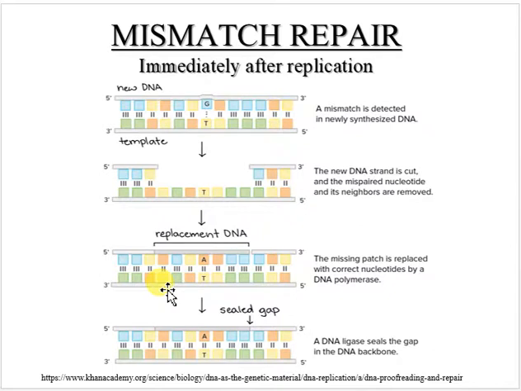So when that fragment is filled, ligase will come in. You remember ligase from DNA replication. This will come in and it seals the edges of the fragment in the DNA backbone. So that way, again, you get this continuous sequence. There's no gaps in the backbone. It's like everything was fine and dandy to begin with.